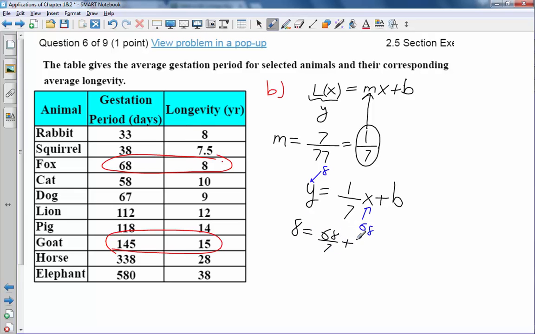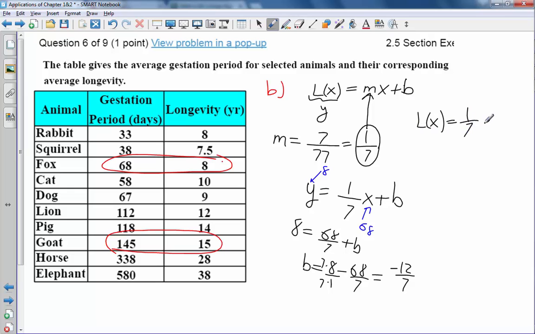All right, to get b, we need to subtract 8 and 68 over 7. And that will be 56 minus 68, minus 12 over 7. Set the common denominators: 7 times both sides, 56 minus 68 over 7, which is minus 12 over 7. Okay, that's it. Your model is ready.